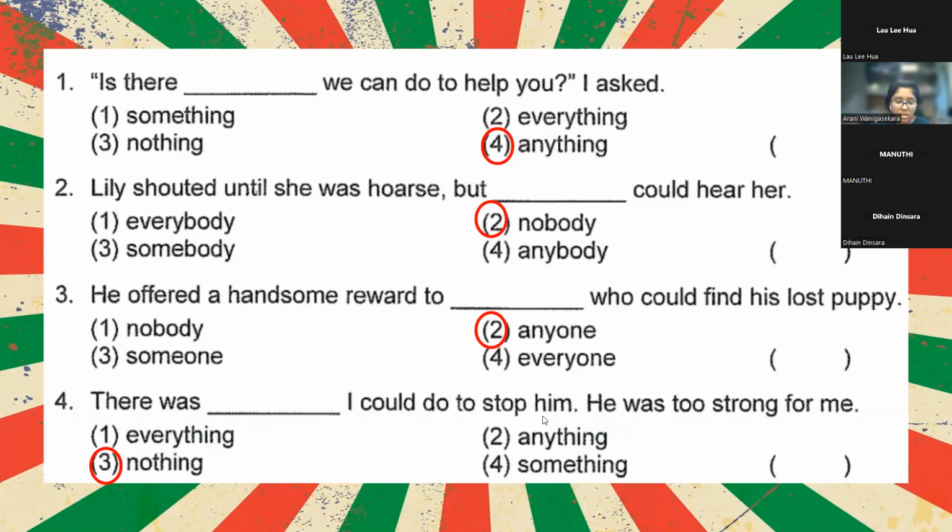The sentence is telling that I couldn't do anything to stop him, so it can't be anything. Yes, good. Yes, very good. And why is it not something?